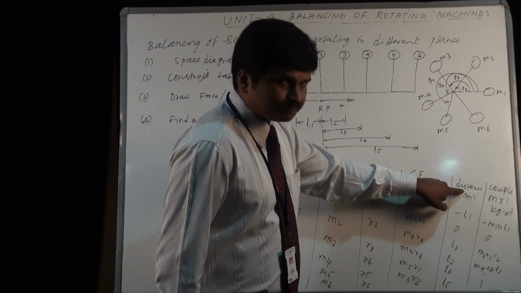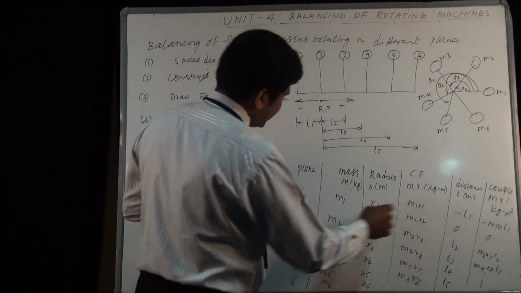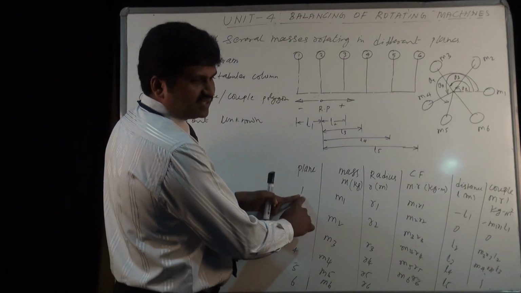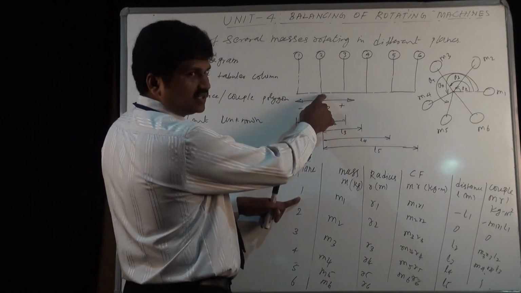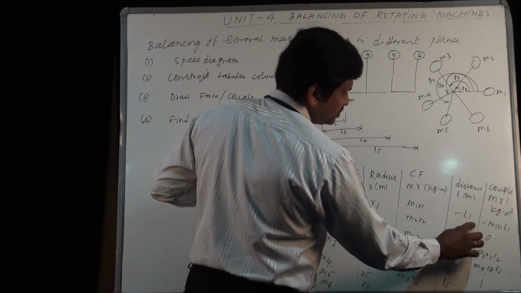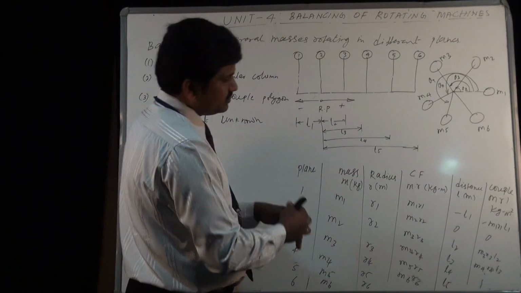Next, the distance from the reference plane. For example, what is the distance from the reference plane to plane 1? Plane 1 is this, reference plane chosen is this. So this distance is L1. But here we have written minus L1, because it is on the left hand side of the reference plane. That's why it is minus L1.